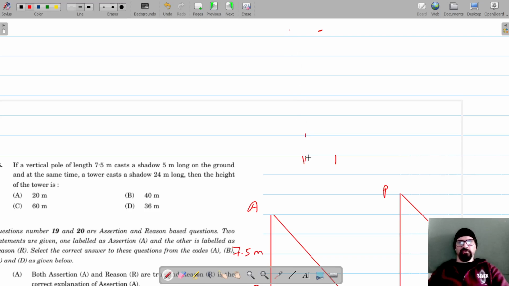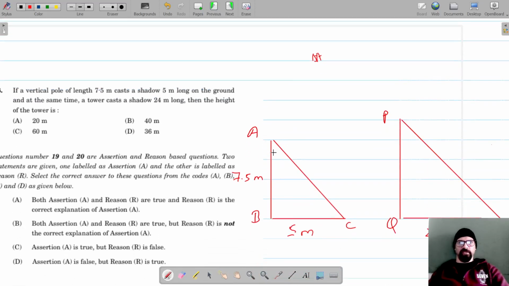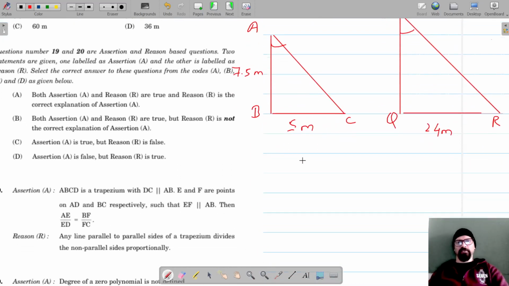So for the sun, these two objects are almost together, because the distance between them is negligible, since the sun is at a very high altitude, or a very great distance from these two objects. So their angles will almost be the same. So we can consider that angle A is equal to angle P, the angle made by the sun's altitude, and angles B and Q, because these are standing vertically.